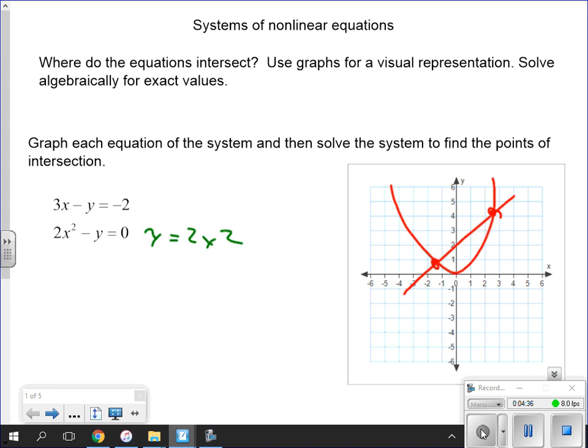So I do my substitution. Take this, put it into here. 3x minus 2x squared is equal to negative 2. Now I've got a quadratic to solve. Set it equal to 0.